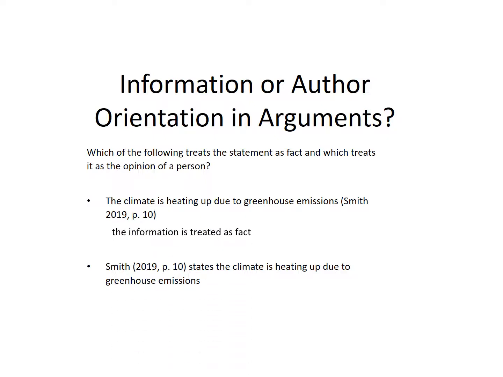This first one is the sentence where we're treating it as if it's a fact. We are saying the climate is heating up due to greenhouse emissions. This second one, we are treating it as a fact that the person said it. So this makes this information about climate and greenhouse emissions dependent upon Smith's opinion. So there's a difference there in the way that you might want to refer to a source that you're including.